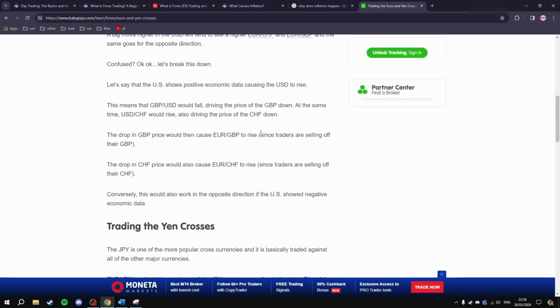Wait, if the US showed strong economic data, so the USD is stronger than GBP, so that value would go down. Yep. USD/CHF would rise, so this one's becoming stronger than that one, so that would increase as well. But why would that drive? Oh, that would drive the CHF down. Right, okay, yep.